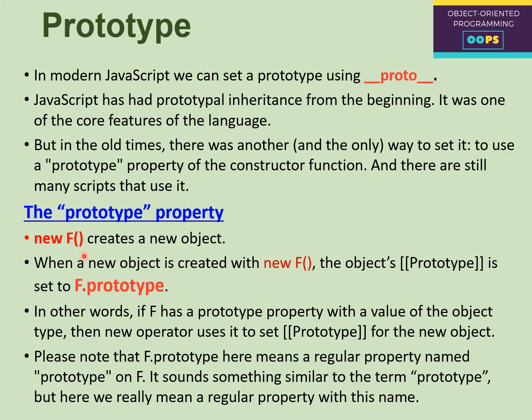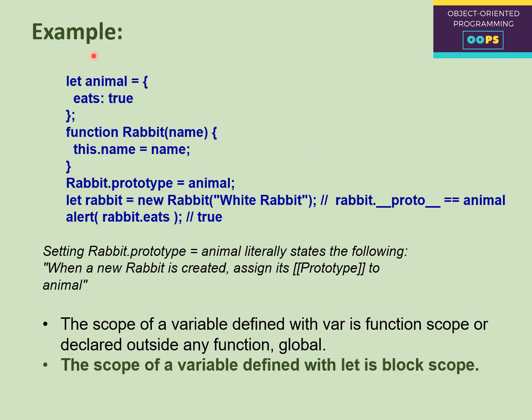So new F is a term where we are going to create a new object. Whenever a new object is created with new F, the object's prototype is set to F.prototype. So instead of specifying the big syntax, we just use F.prototype. This F.prototype property can be easily used with the objects. Let us see an example related to F.prototype.